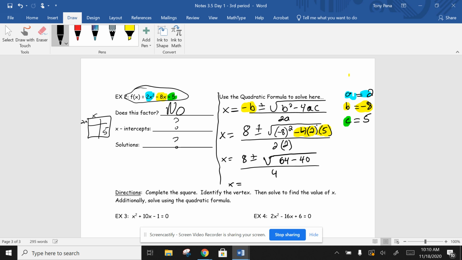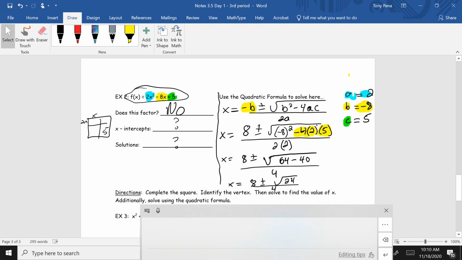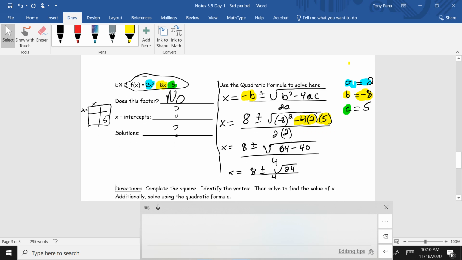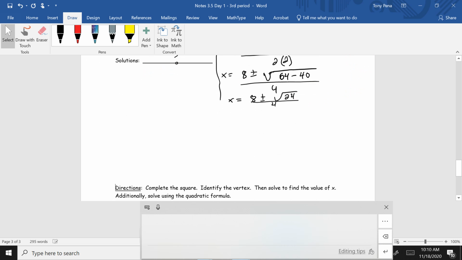All right, I'm going to try to squeeze one more line in here. So you then have 8 plus or minus the square root of 24, all divided by 4.